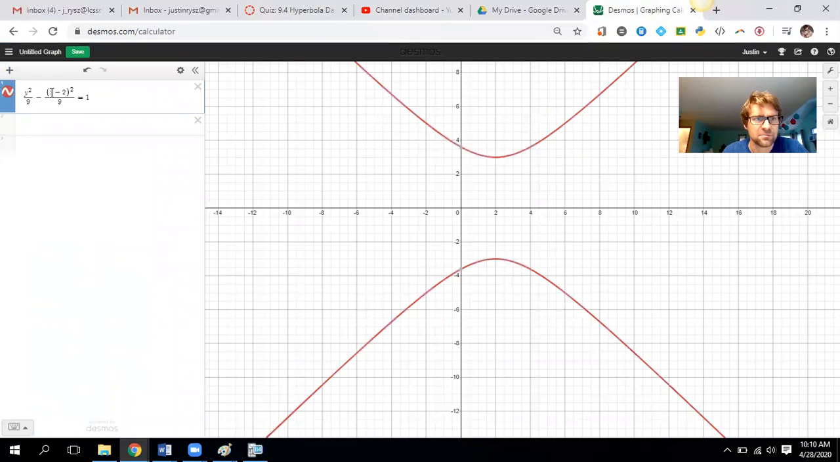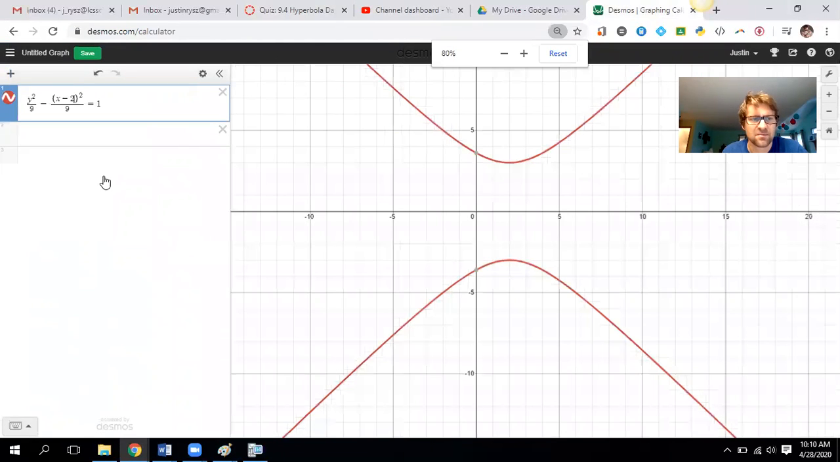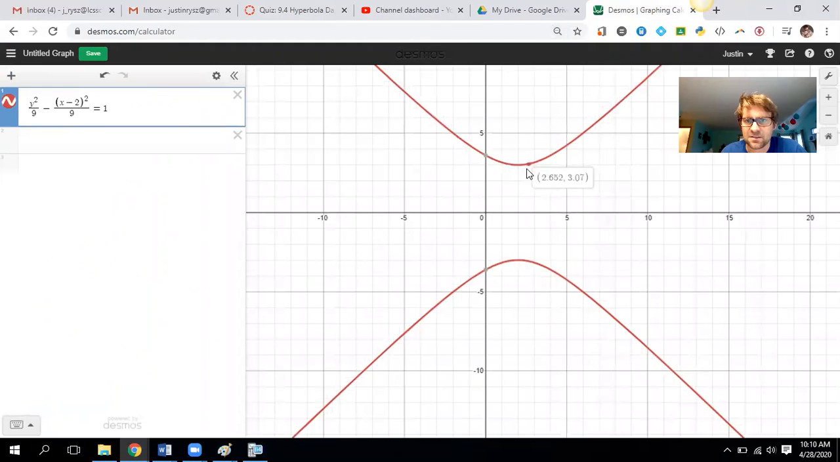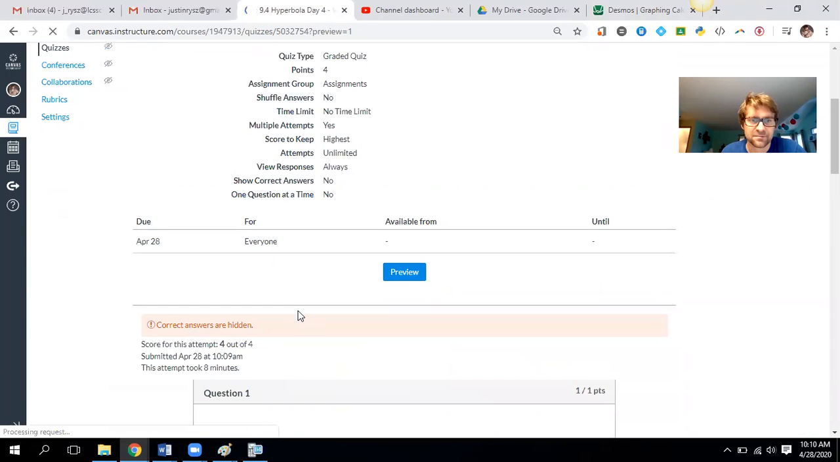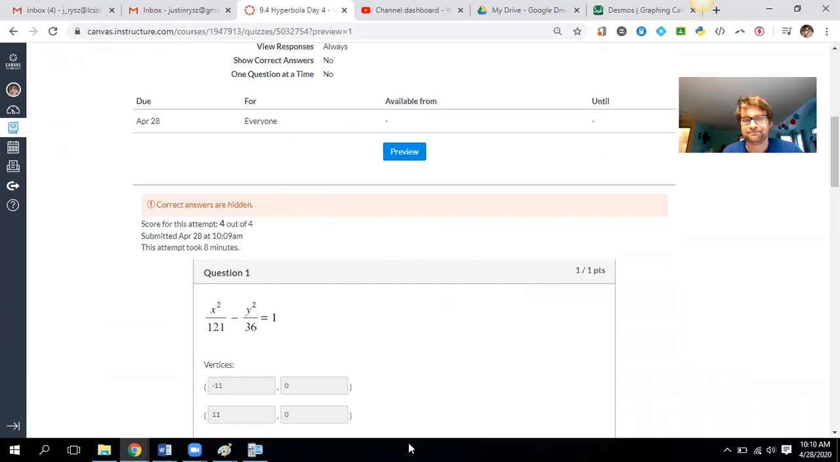X minus 2. Sorry if you guys can't see that. I just realized that's really zoomed in. And let's see, we got 1 at 2, 3, 1 at 2, -3. So make sure we got the order right, bottom to top. There we go. So we'll submit that. Fingers crossed. 4 out of 4 that time.